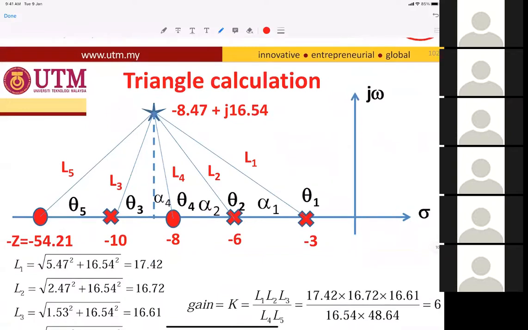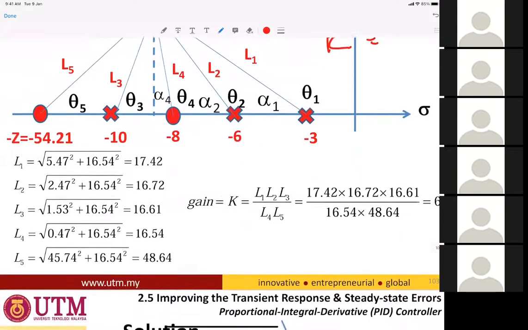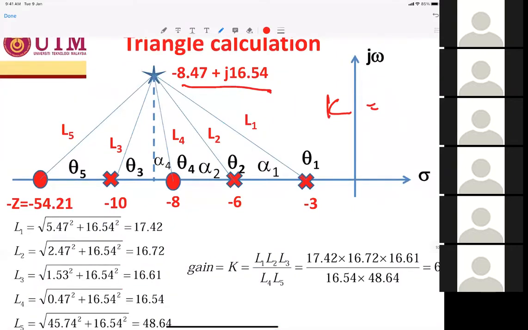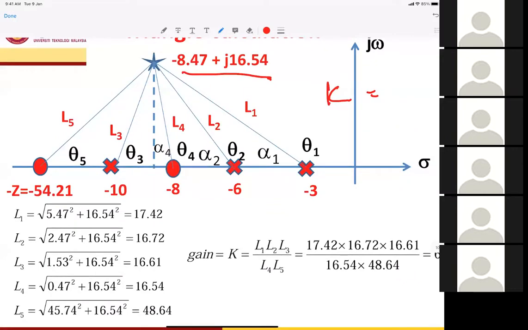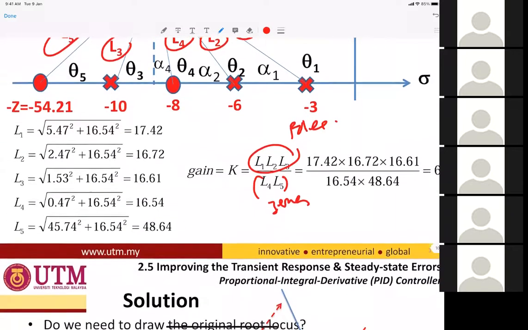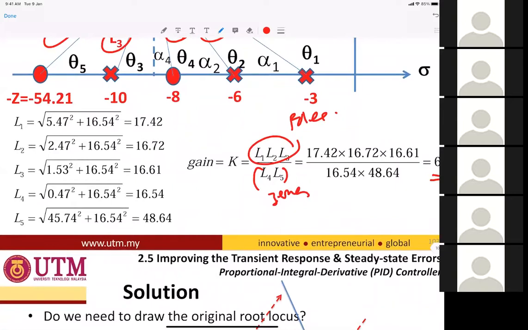Then after you get the minus 54.21, you calculate the length because you want to know the K value. So from the computer, the K value is, if I remember. Okay, so you calculate L1, L2, L3, L4, and L5. L1 and L2 are due to poles. L4 and L5 are due to zeros. Multiply, then you get 6. That is the value of the gain at that point.